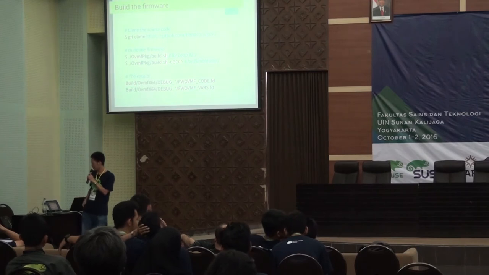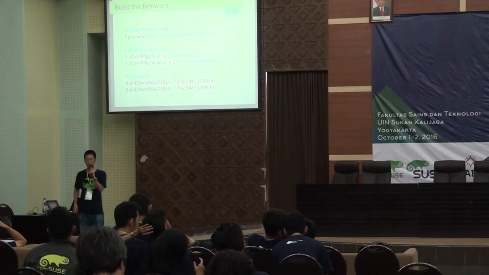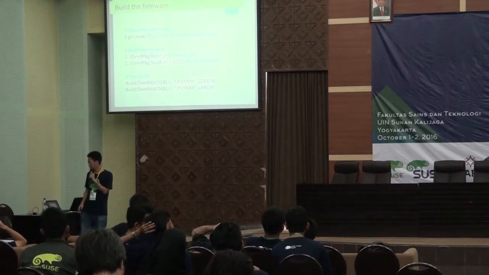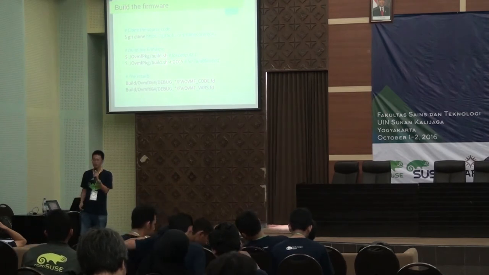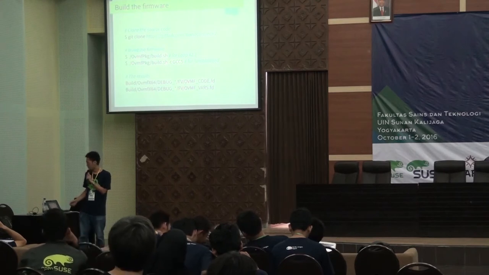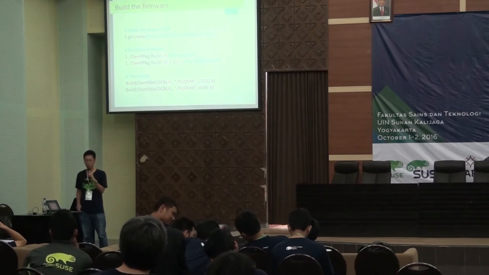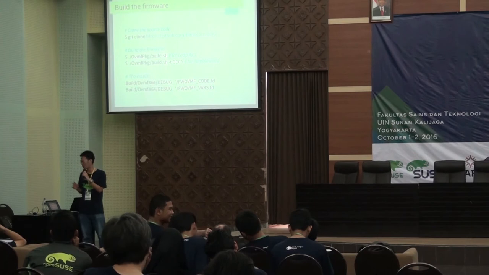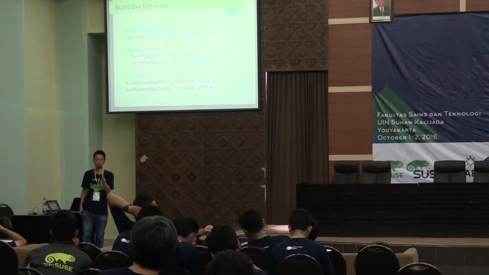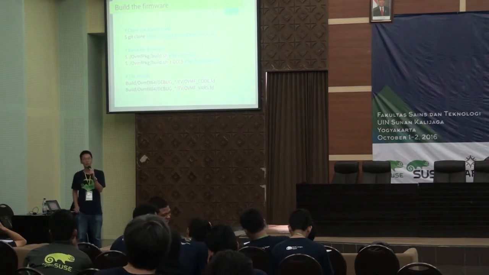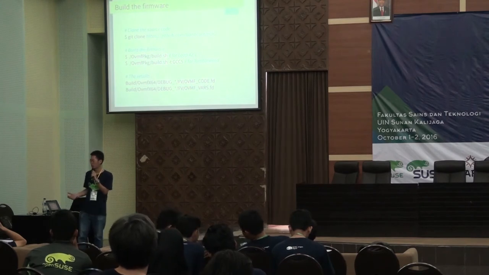So here's how I build the firmware. It's not so complicated, as there's a build script for you. Just clone the source code from GitHub, and you can just use the build script in the OVMF application. But there's a small tip for openSUSE Leap 42.1 and Tumbleweed. Because 42.1 is using GCC 4.8, there are some features that the build script does not really support.